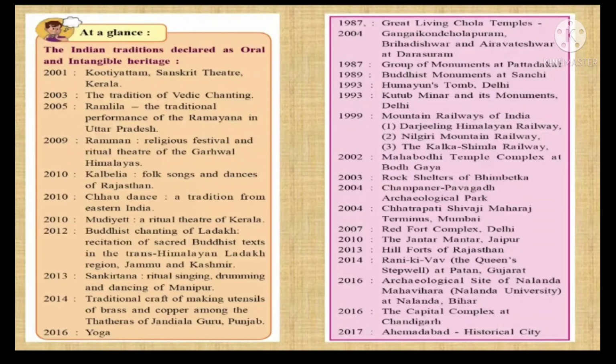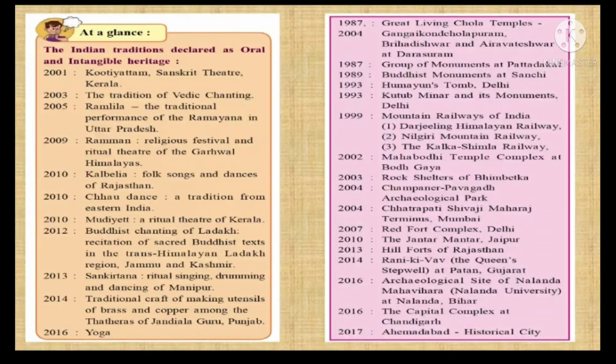I will read for you some. Ramman, a religious festival and a ritual theatre of Garhwal, Himalayas. Then I would say Buddhist chanting of Ladakh, which is also considered as intangible oral heritage. The World Cultural Heritage Sites of India, definitely we all are aware of it.